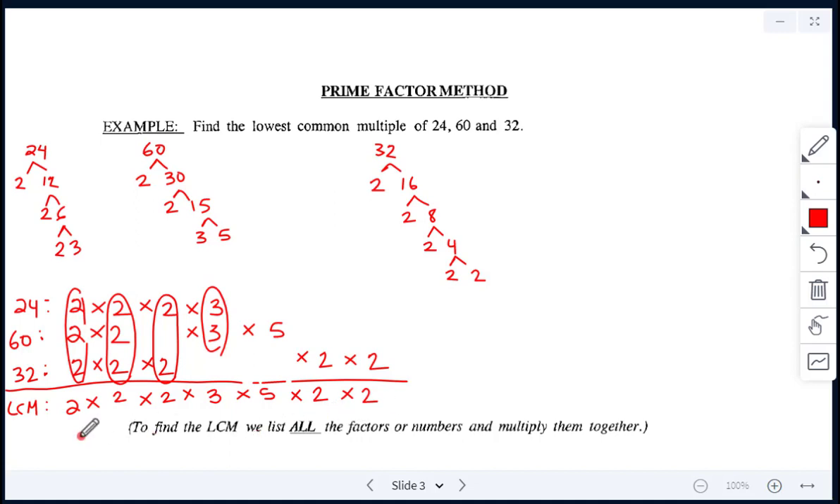All right, so multiply this. You can use your calculator. 2 times 2 times 2 times 3 times 5 times 2 times 2, which gives me a lowest common multiple of 480. All right, so imagine having to list all of them out. That would take a really long time. So here we're going to use our prime factor method to quickly get our lowest common multiple.